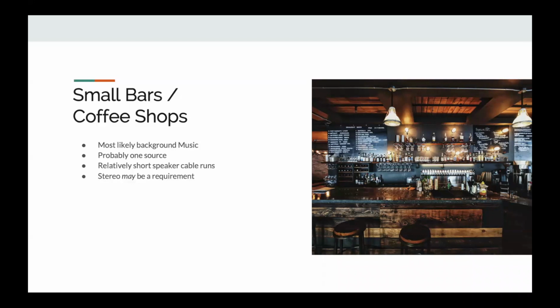It's probably one source, and that source is likely to be something like a Sonos or a Musicast-based system, perhaps Spotify. You need to be very careful when you're specifying this to look at the commercial options for streamed music. There are some subscription-based services. There is also a dedicated service from Spotify, which your clients would need to license if they were playing music in a public environment. Small bars and coffee shops will generally have short speaker runs, and stereo may be a requirement depending on the venue.